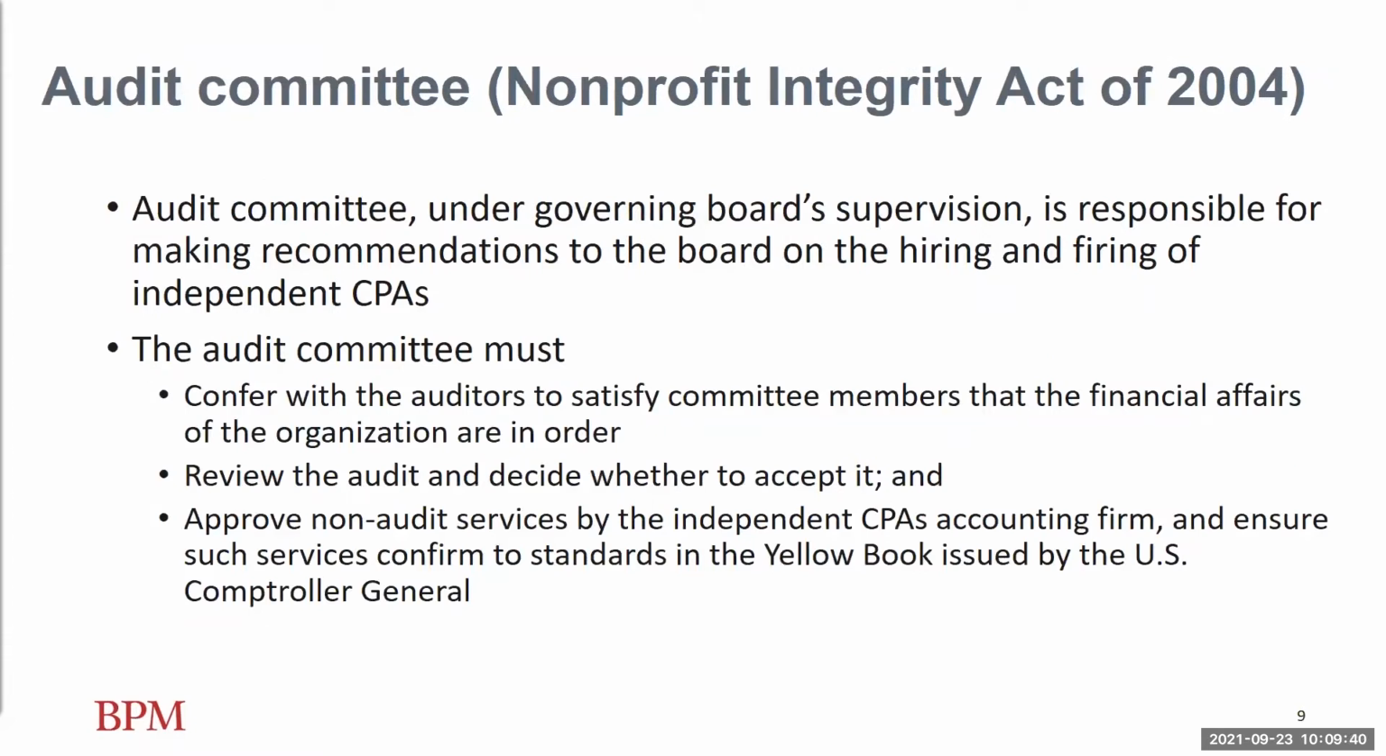This slide addresses what the audit committee should actually do and what it's responsible for. The audit committee is responsible for hiring or firing independent CPAs. The audit committee can meet, and should meet, with independent CPAs separately, without oversight of management. So the CPAs can actually tell the audit committee what's going on, and there is no management input.